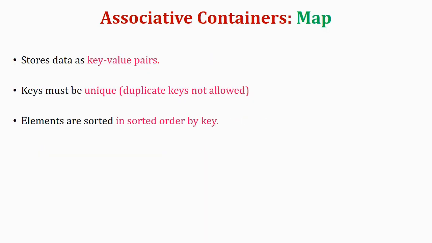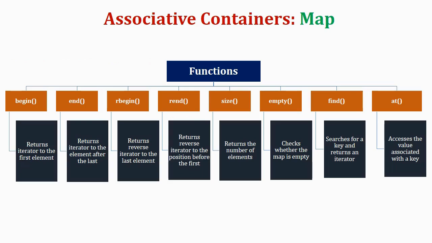So we will start first with the map concept. It will store the data as key value pairs. The key must be unique; that is, a duplicate key is not allowed. And the next point is the elements are stored in sorted order by the key. Next, we will discuss the functions associated with the map concept.